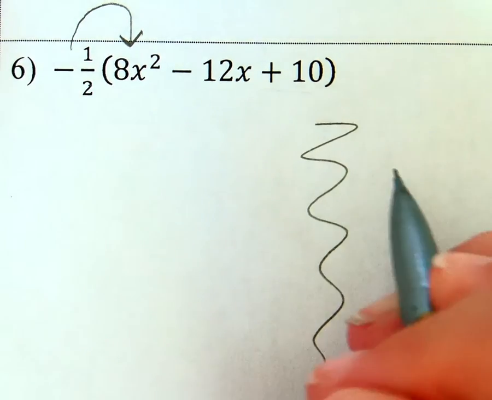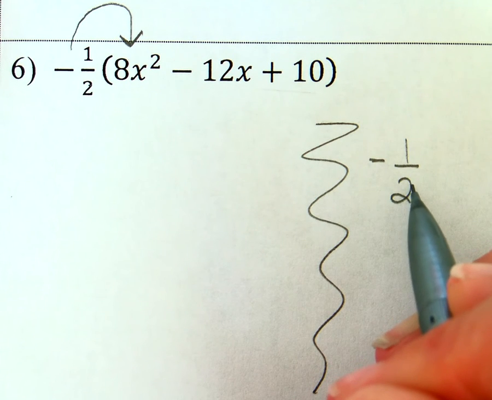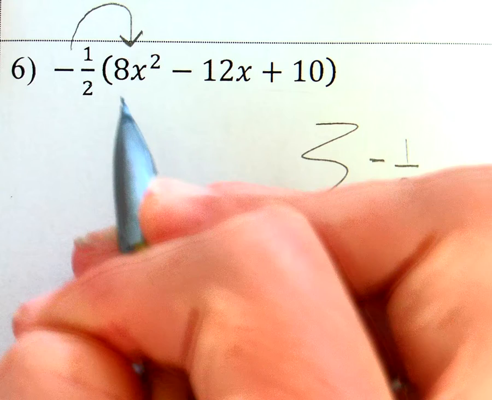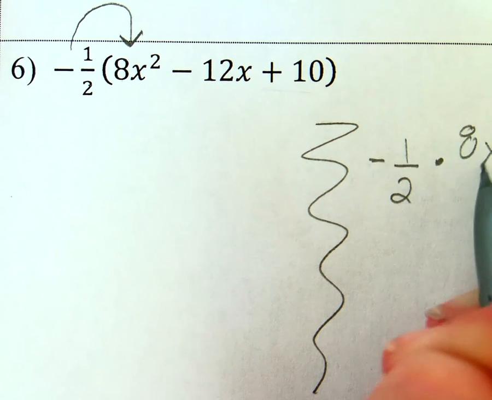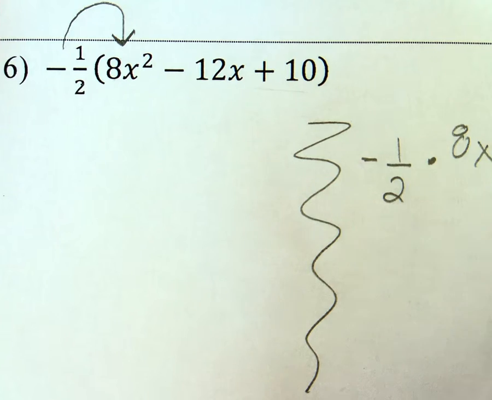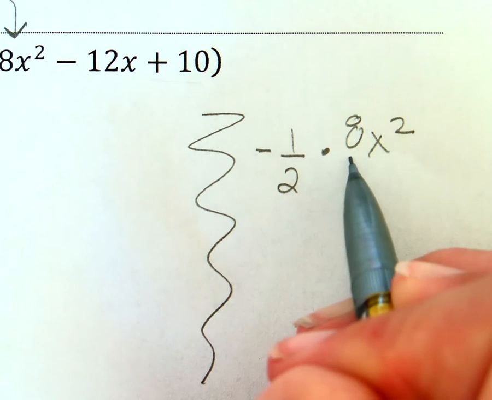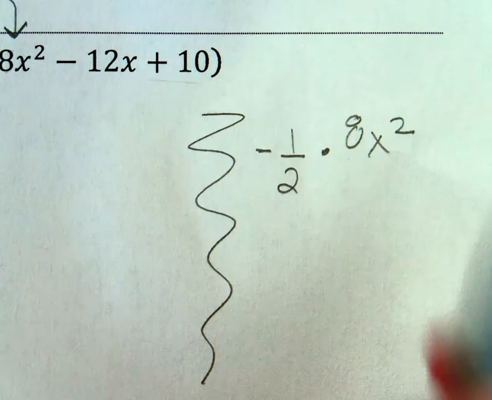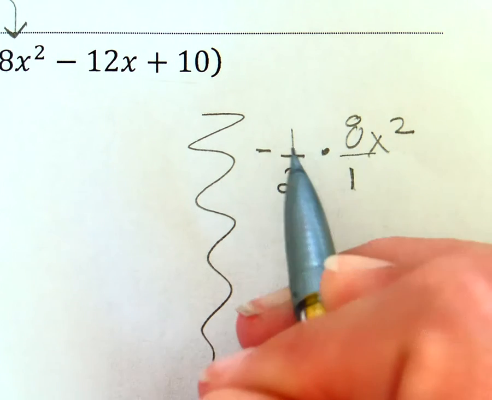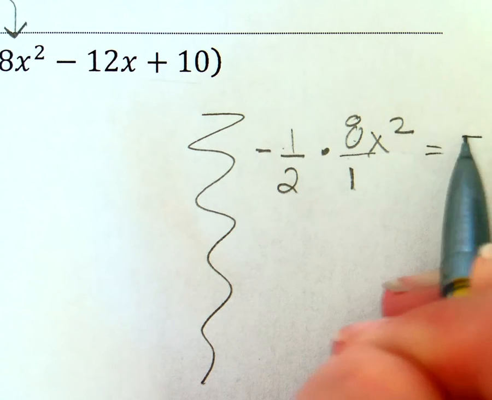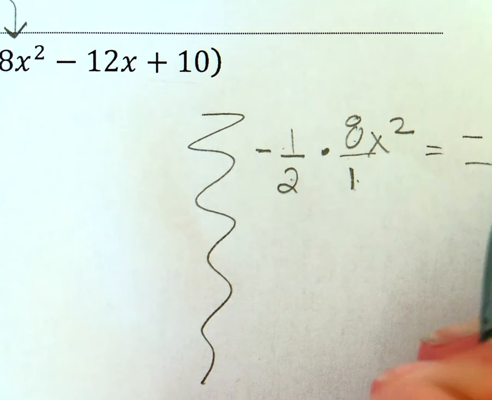If I have to multiply a fraction, this is -1/2, right? And I'm going to multiply it by 8x squared, okay? In order to make this x squared into a fraction, I'm going to put it over a 1. Then I just multiply my numerators. -1 times 8 is equal to -8x squared. And 2 times 1 is simply 2.